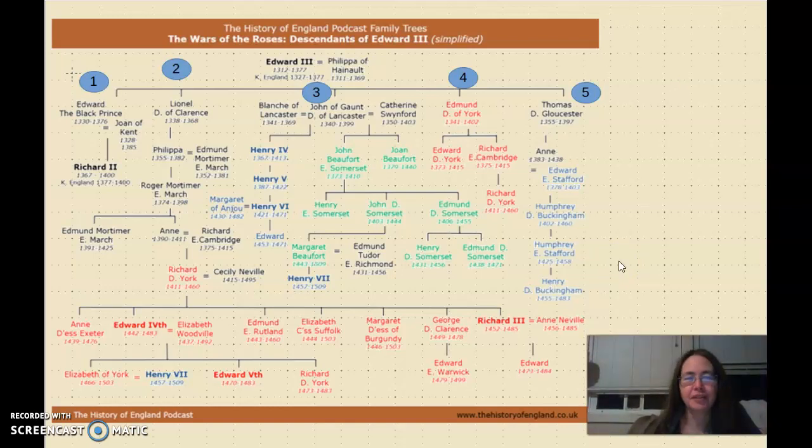The second thing to note about English nobility family trees is that they are all oversimplified. Even this one. When you have 10 or 12 children and many of them die young or childless, they don't always make it onto the chart. So we're going to start simple and we'll add in names as we go on.